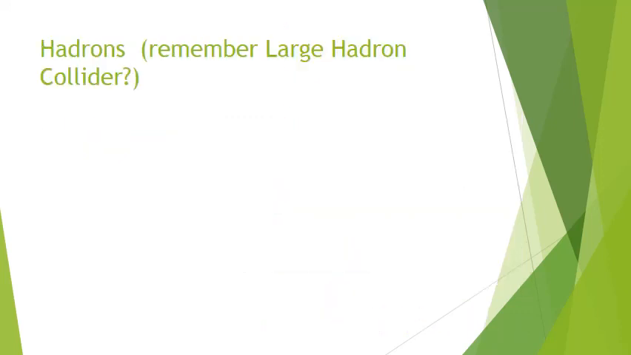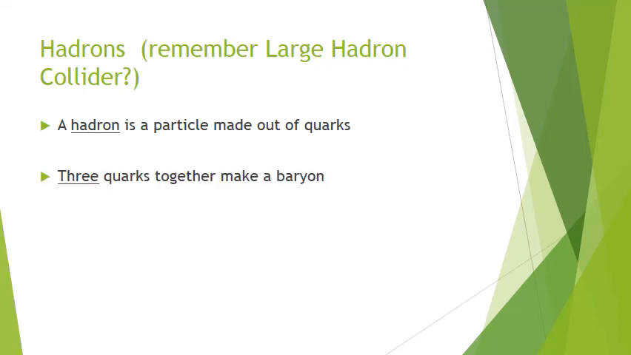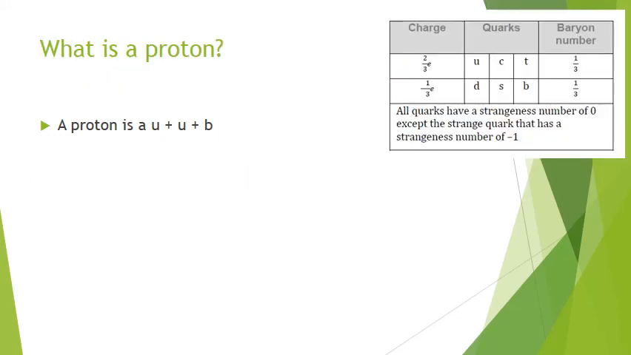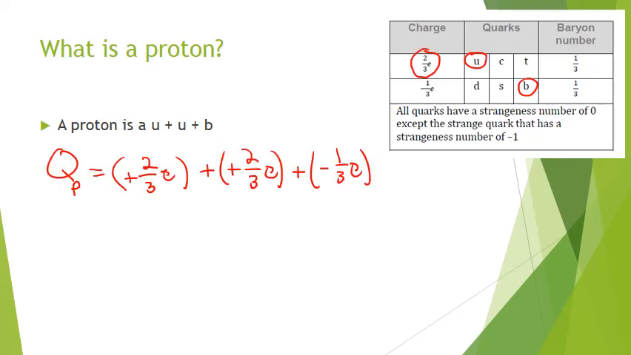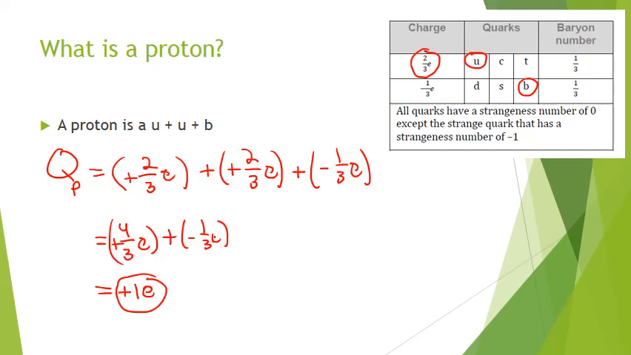Now, if you remember Large Hadron Collider, we know a hadron is made out of quarks. So 3 quarks together make a baryon, and a quark plus an antiquark make a meson. And so a proton then is a baryon, and we can work that out. A proton is made up of an up quark, another up quark, and a down quark. So if we add those up, we have a positive 2/3 E plus a positive 2/3 E plus a negative 1/3 E. We add those up, positive 4/3 E plus negative 1/3 E, so we get a total of positive E, which is what a proton is.